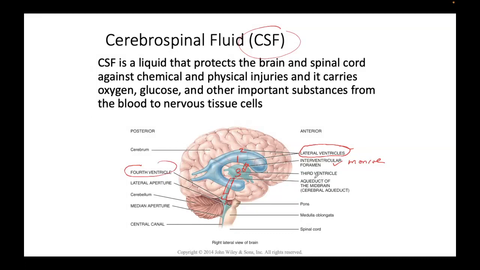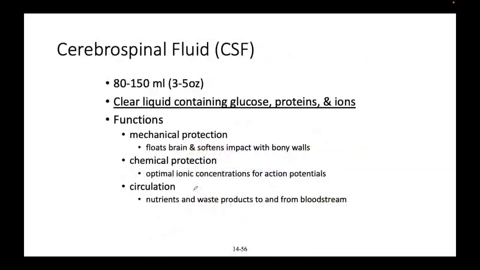That drainage duct is called the cerebral aqueduct. Sometimes it's called the aqueduct of Sylvius. Now it's in the fourth ventricle, and now it can escape and surround and bathe the brain and the spinal cord. So it can go down the spinal cord through the central canal, or it can escape into the lateral or the median aperture. And it helps to circulate around the brain and spinal cord.